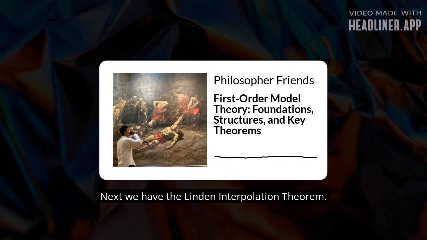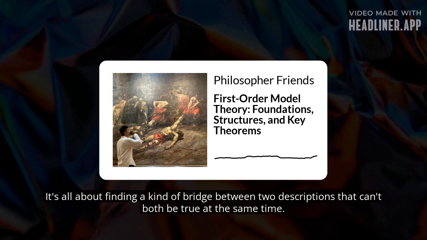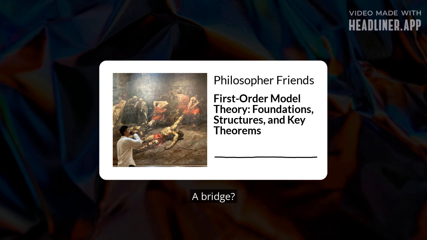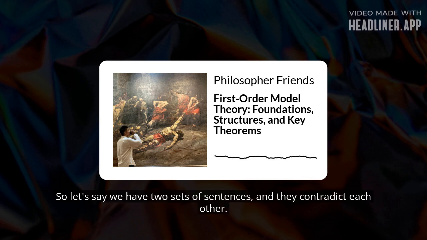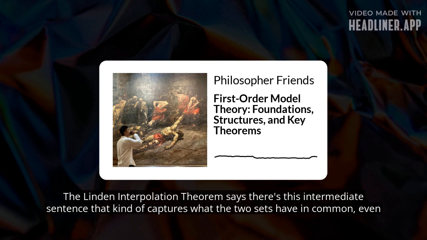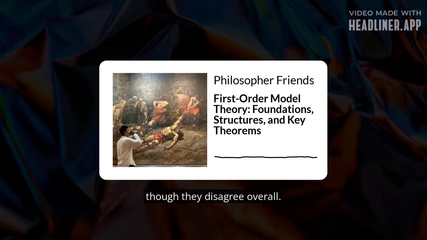Next, we have the Lyndon interpolation theorem. This one's a bit more technical, but it's super useful. It's all about finding a kind of bridge between two descriptions that can't both be true at the same time. A bridge. Yeah, so let's say we have two sets of sentences and they contradict each other. The interpolation theorem says there's this intermediate sentence that kind of captures what the two sets have in common, even though they disagree overall.